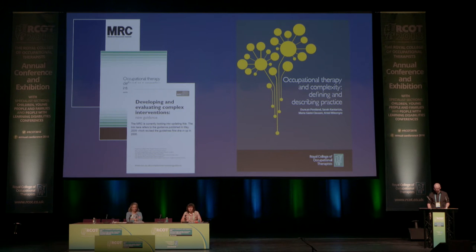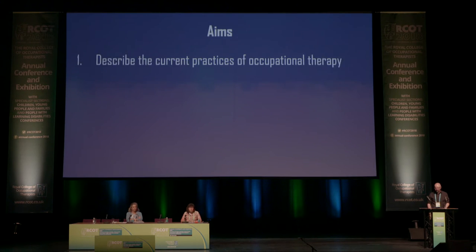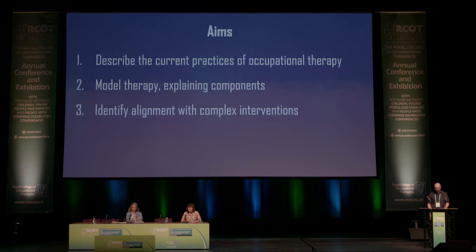When my colleagues at Queen Margaret University, Edinburgh, Sarah Kantartsis and Maria Giazzi Clausen and I began the work, there were several things we knew we wanted to achieve. Our main aims were to describe the current practices of occupational therapy, generate a model of contemporary occupational therapy that described and explained the components of practice, and identify how contemporary occupational therapy might align or not with the concepts of complex interventions. There were also some specific methodological features we wanted to include.